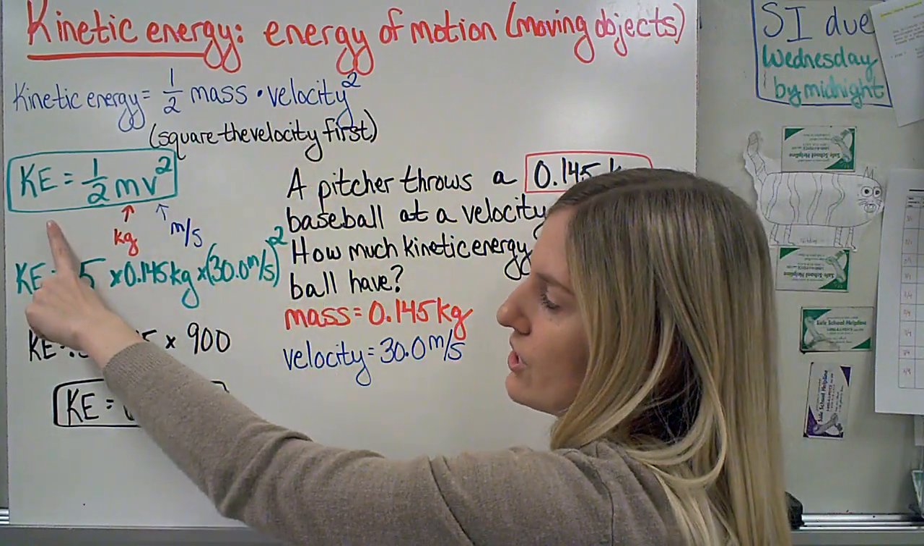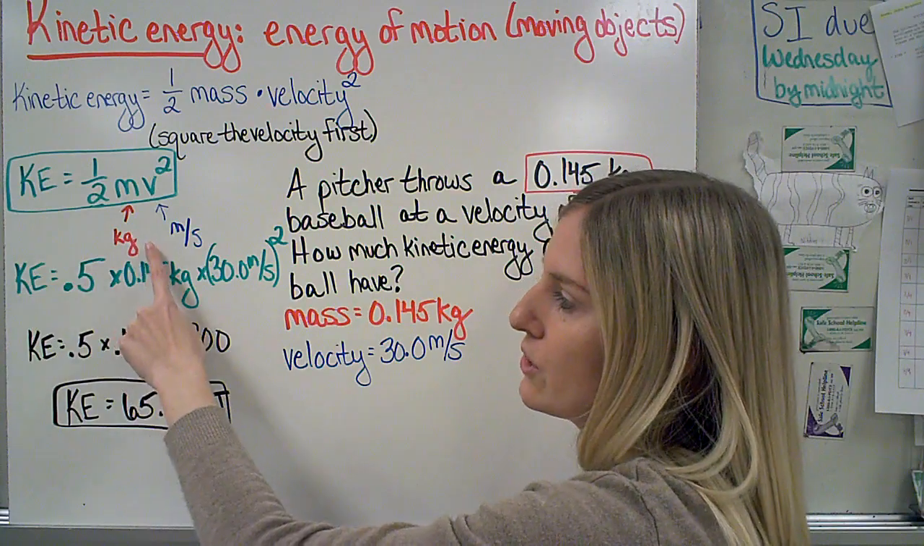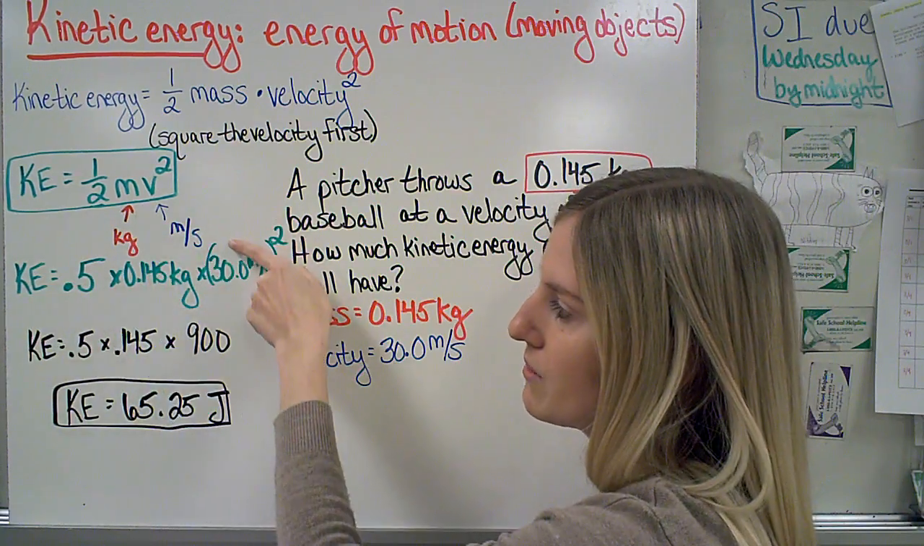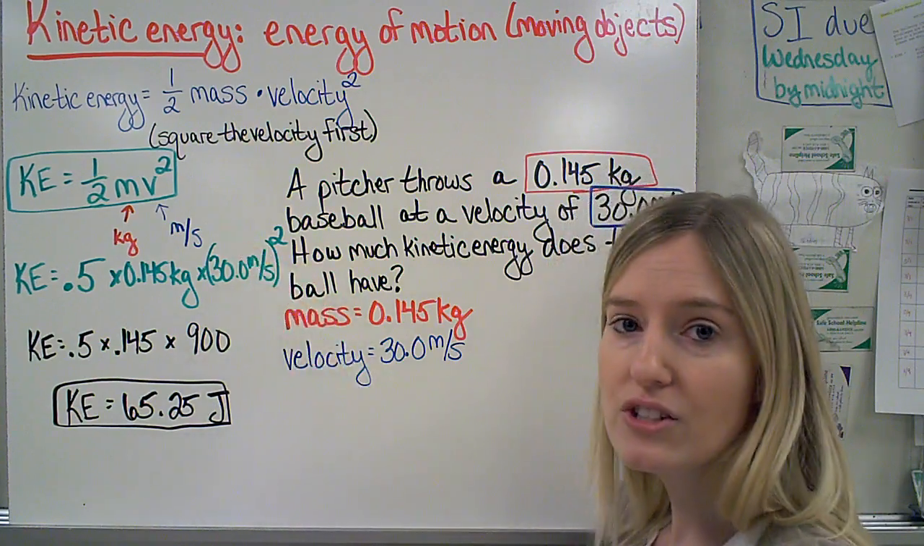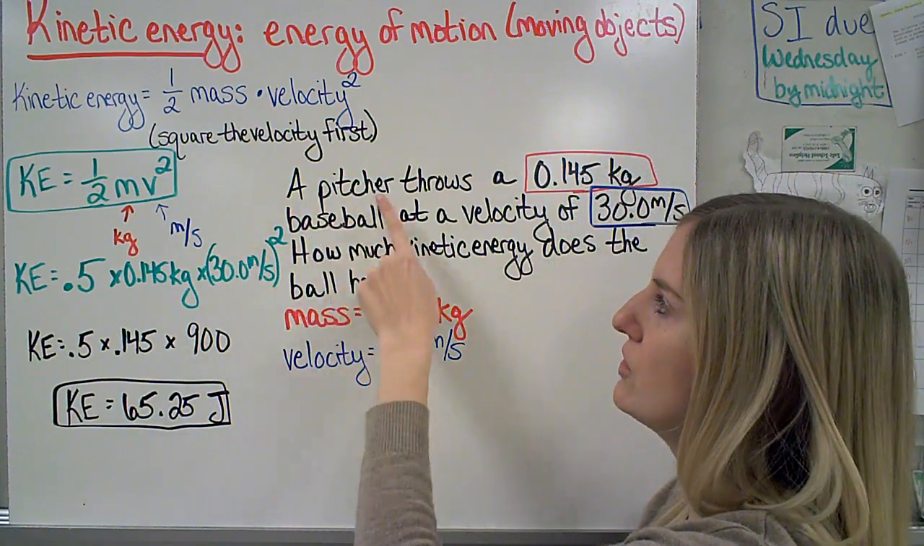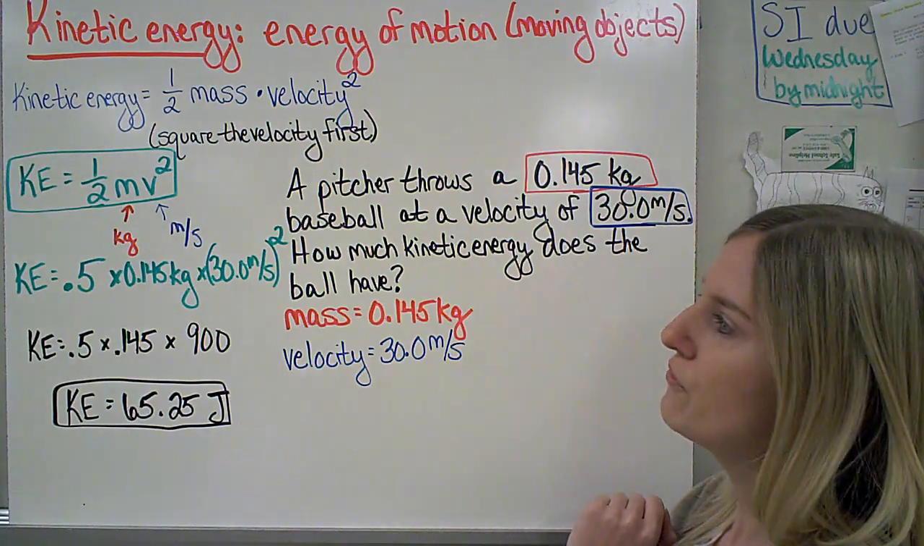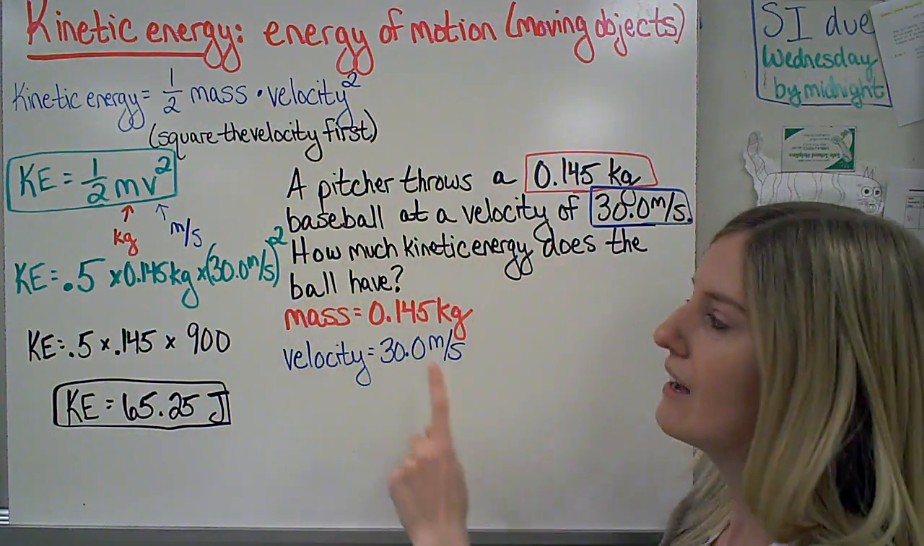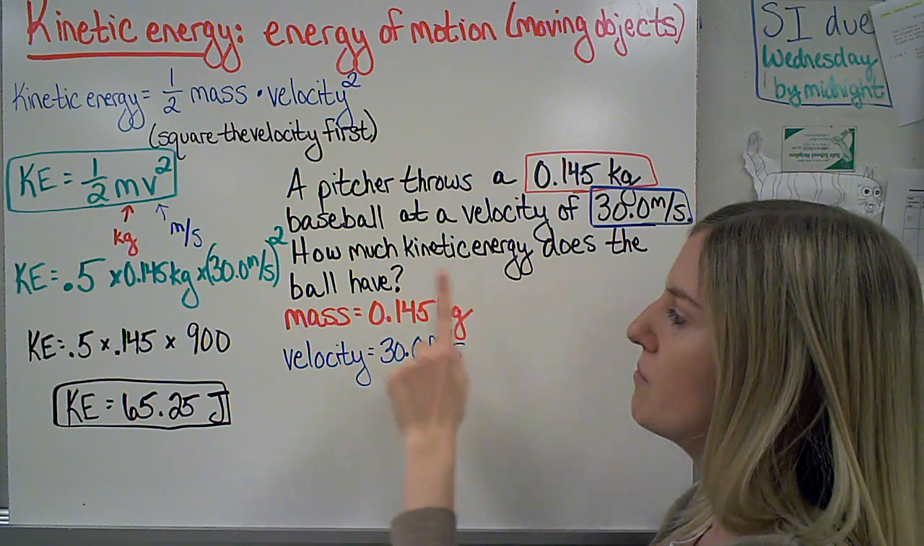Here's a shortened version of that equation. I'm including the units for you. Mass we're going to measure in kilograms. Velocity we're going to measure in meters per second. Let's do an example. So I have a pitcher throws a 0.145 kilogram baseball at a velocity of 30 meters per second. How much kinetic energy does the ball have?